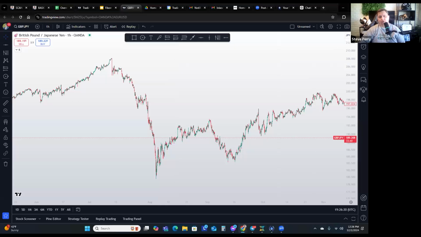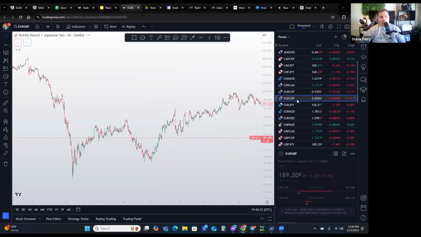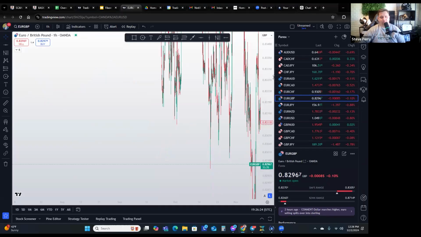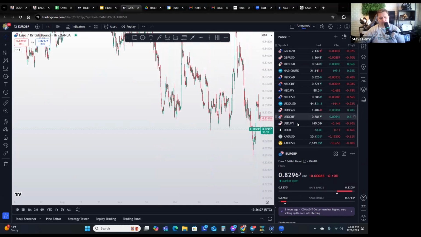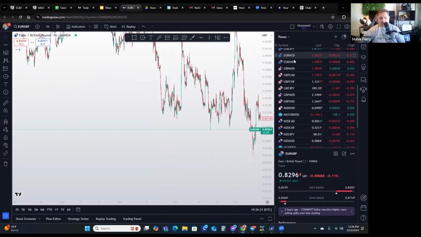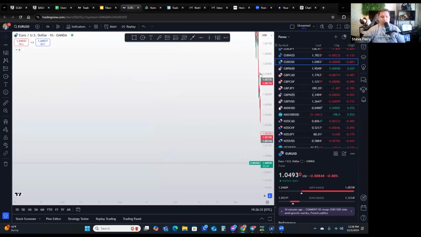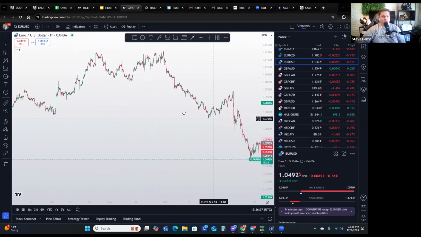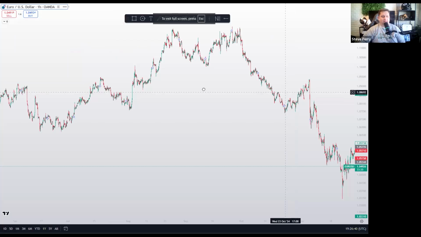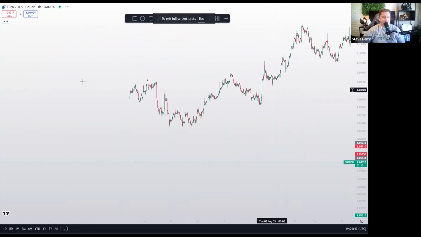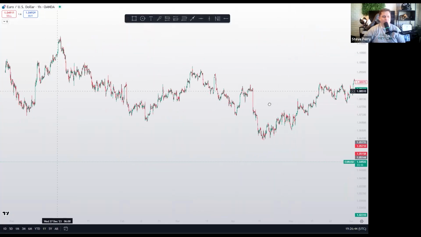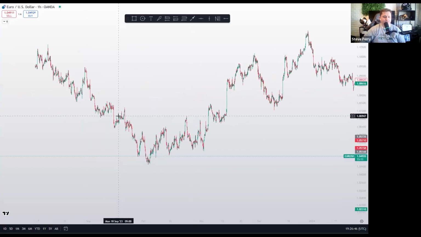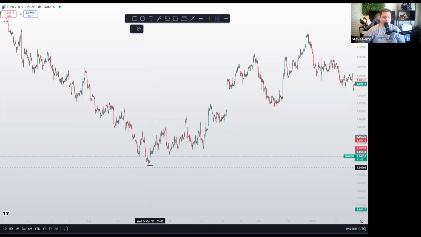Let's go look at a different chart. Let's go pick up a different currency pair. Let's go to, I don't know, the euro pound, sure. Or actually, let's do something more major, like the euro dollar. How about that? Euro dollar. Okay, and let's just go back here. Let's go back in time and see if we can predict a few things. So this looks like a major pivot right here, doesn't it? Yeah, that's a major pivot low.